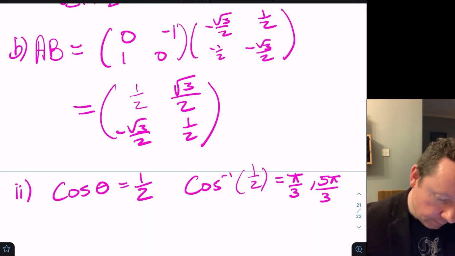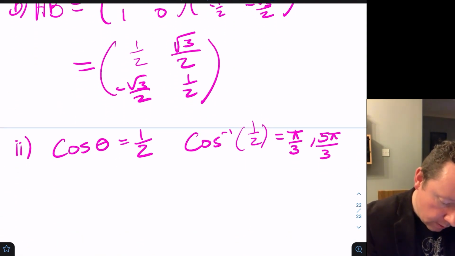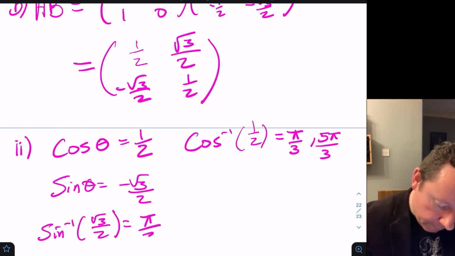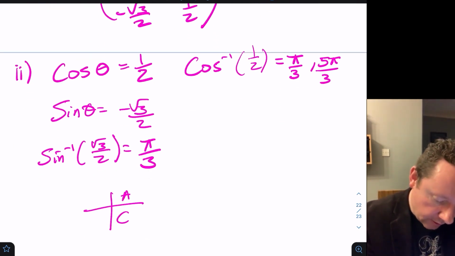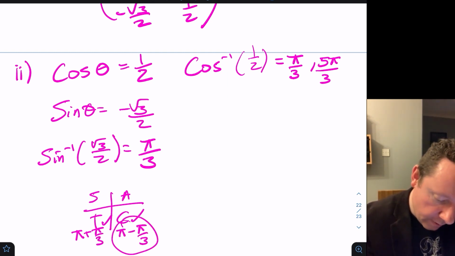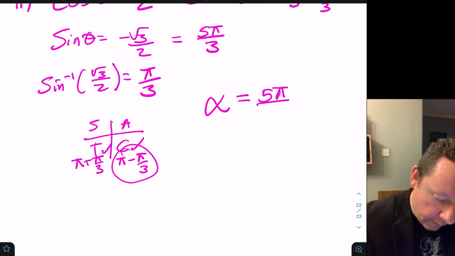So let's examine this one here, sine theta. Sine theta is minus root 3 over 2. The inverse sine of root 3 over 2 is simply pi over 3. So using our CAST diagram, sine is negative in this case, so we get pi plus pi over 3 and 2 pi minus pi over 3. So this one again leads to 5 pi over 3. So alpha is equal to 5 pi over 3, and we're done there.